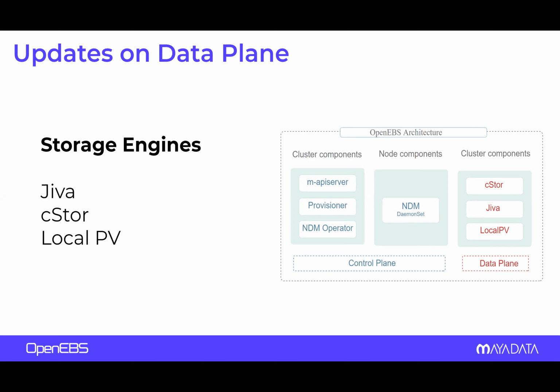There are 3 storage engines: Jiva, cStor, and local PV. All current storage engines run completely in Linux user space and are based on microservices architecture.